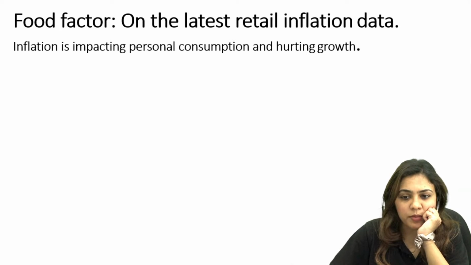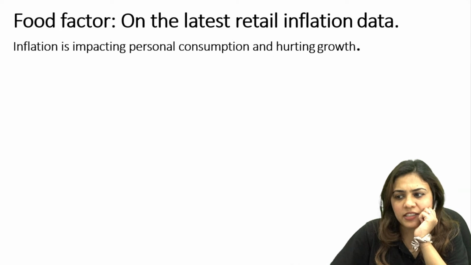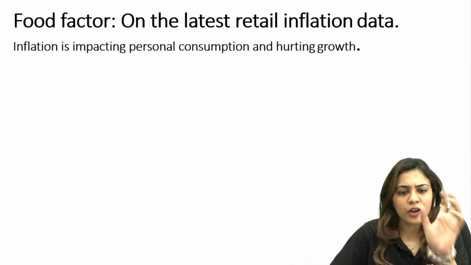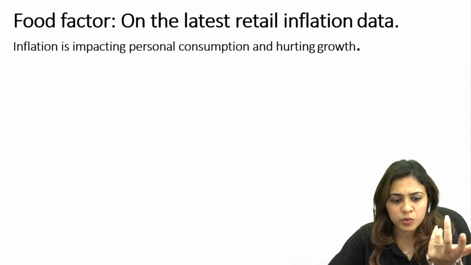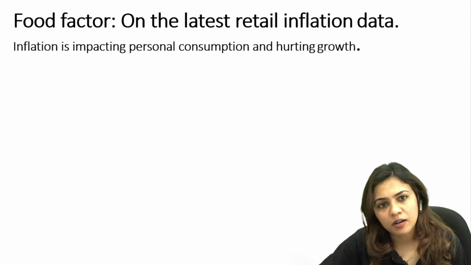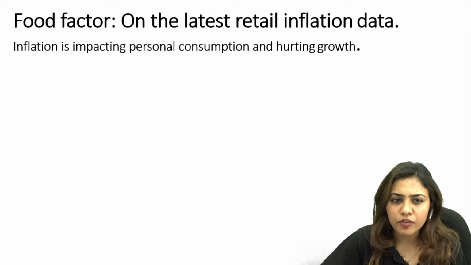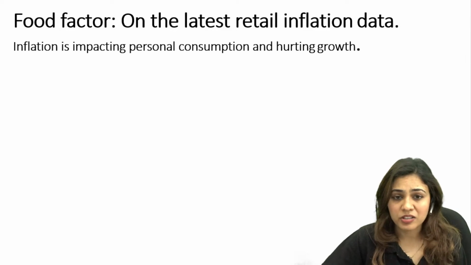Also, I'm taking you to the article of the day. I don't know how many of you have already got the time to read it. And here we are talking about food factor on the latest retail inflation data. I hope you guys know the general meaning of the word inflation because I think editorials are full of articles which are based on economy.